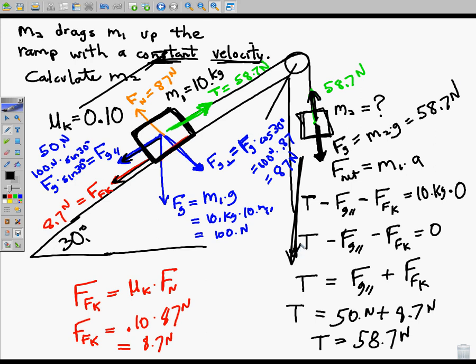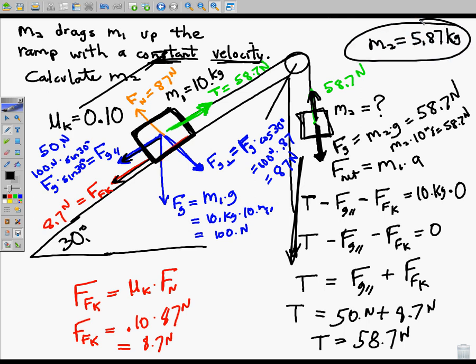So M2 times 10 meters per second squared equals 58.7 newtons. So what does M2 equal? 5.87 kilograms.